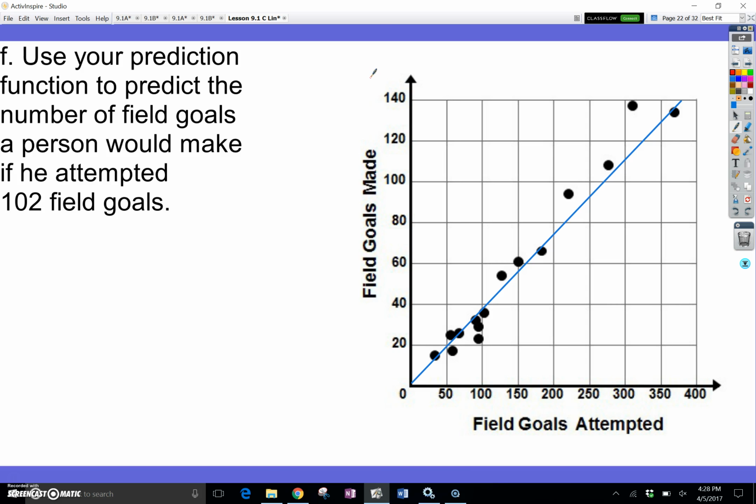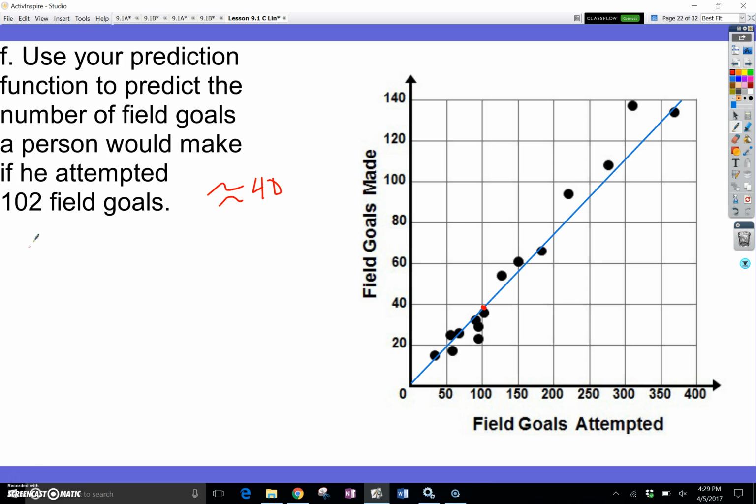So, use the prediction function to predict the number of field goals a person would make if he attempted 102 field goals. So it's basically saying, I'm taking 102 shots, how many points would I get? Well, just basically looking at this, I took 102 shots, it's right about 100. I would guess around 40-ish. Well, maybe a little bit more, a little less. But based off my line, it would be about 40. Remember, that means about 40.